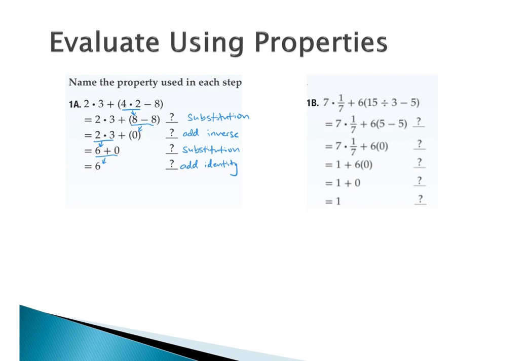And I tried to show you exactly what had changed from each equation to the next, or from each expression to the next. All right, now for 1b. And there are the answers to 1b.